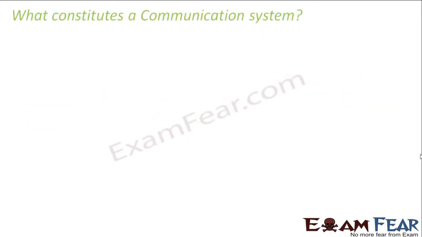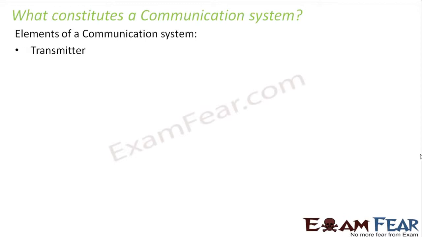So let us look at the important elements which form a communication system. So what are the elements? Here we are talking about the most important and basic elements which are needed to form a communication system. So what are those elements? Transmitter, channel, and a receiver. These are the three basic constituents of any basic communication system. Let us try to understand what each of them is: what is a transmitter, what is a channel, and what is a receiver?